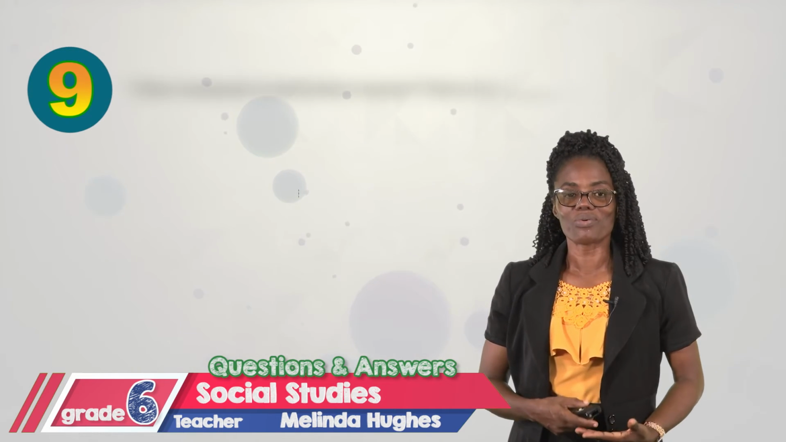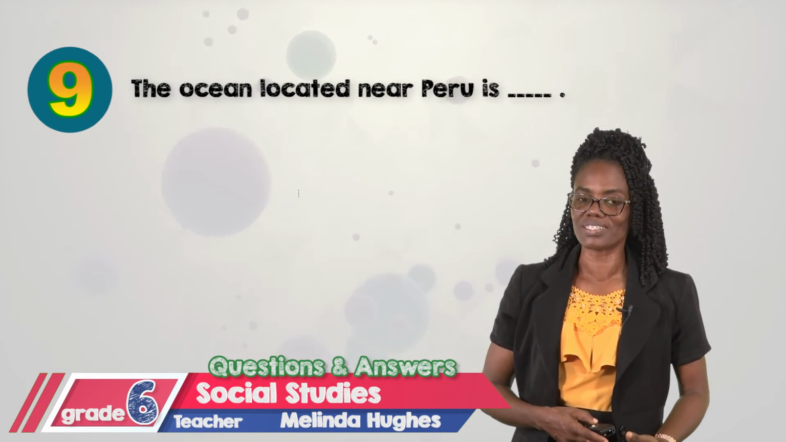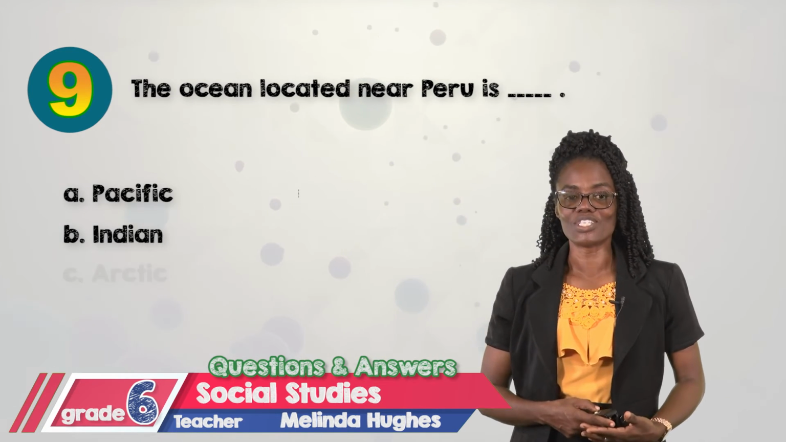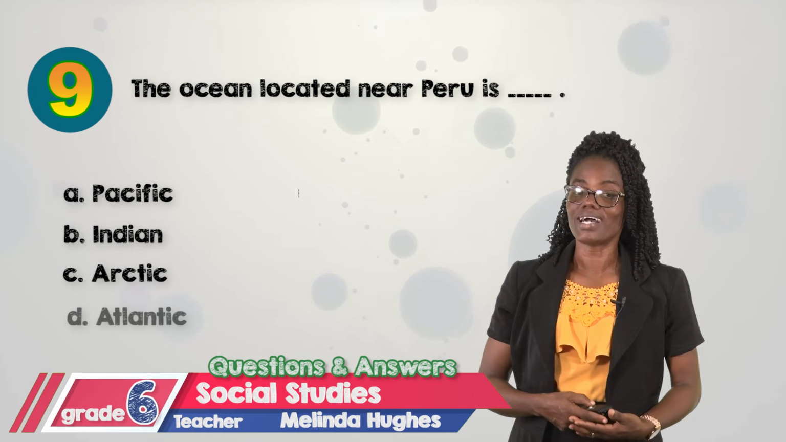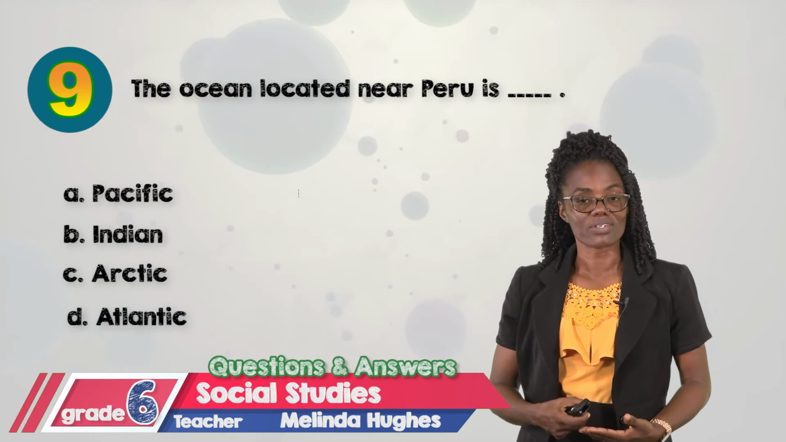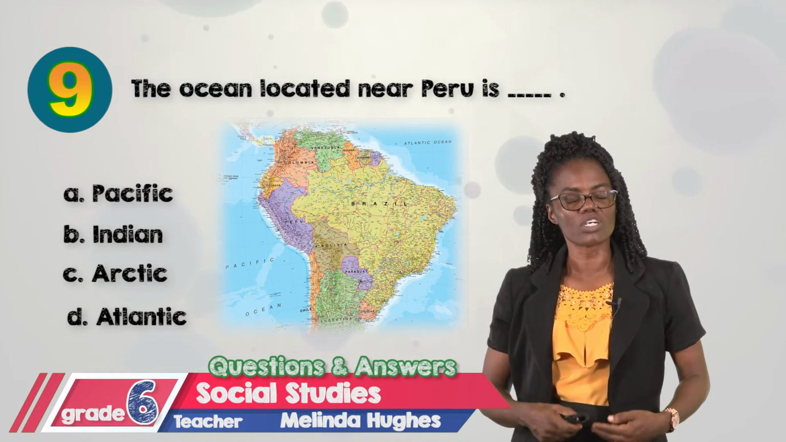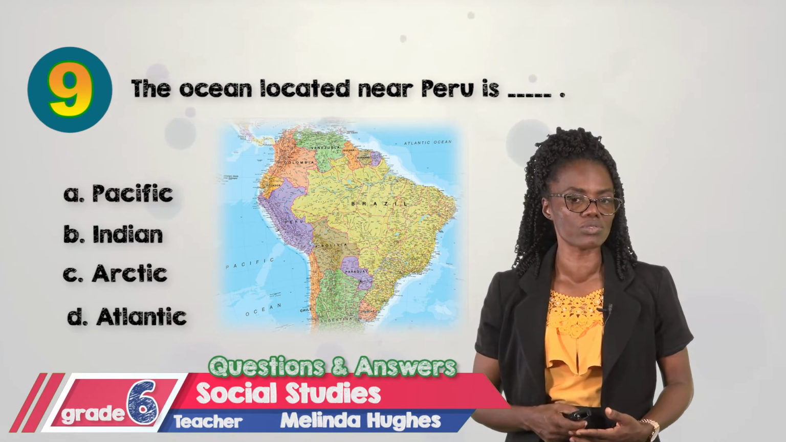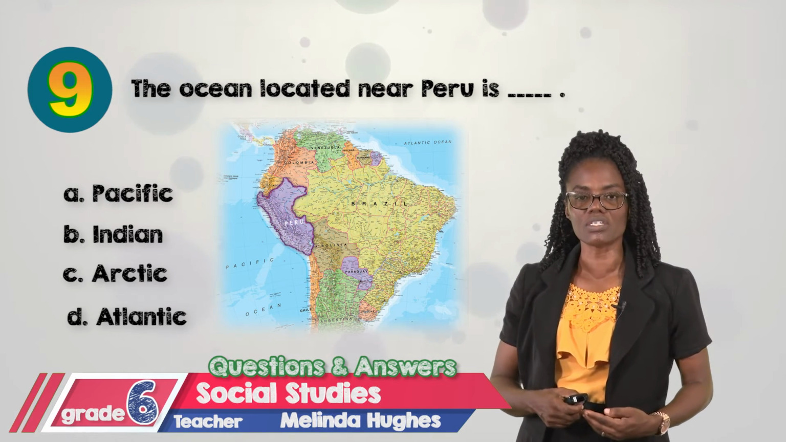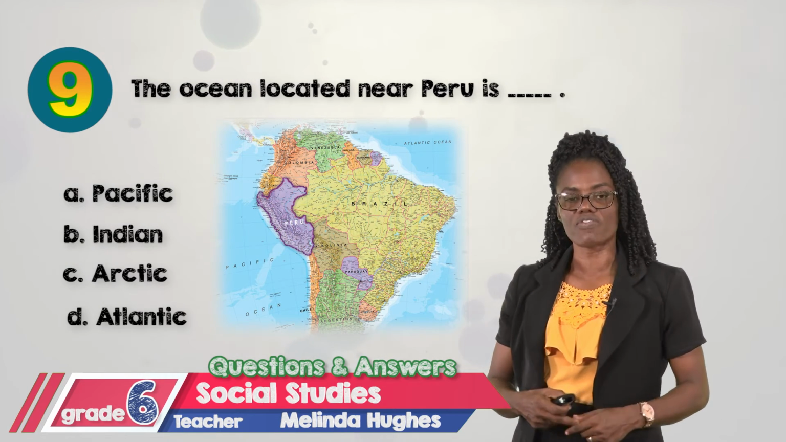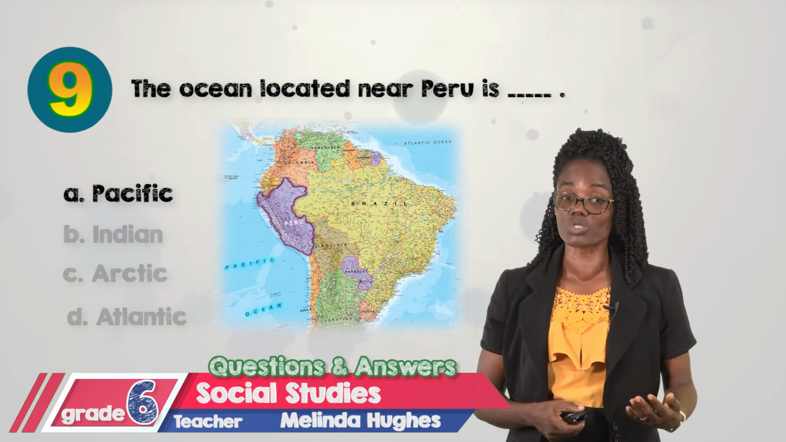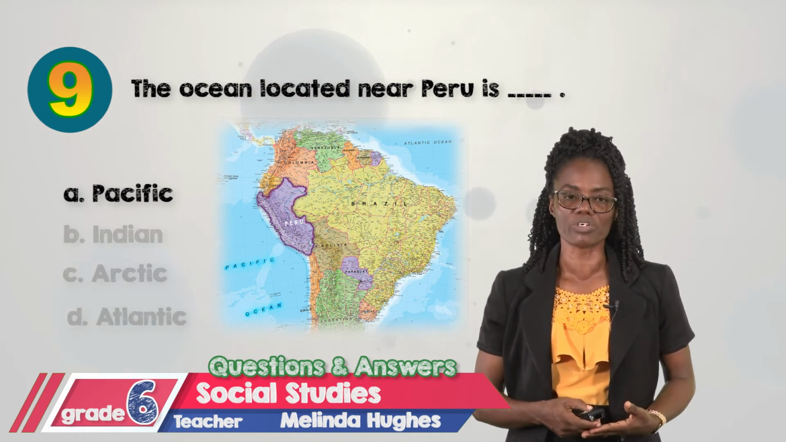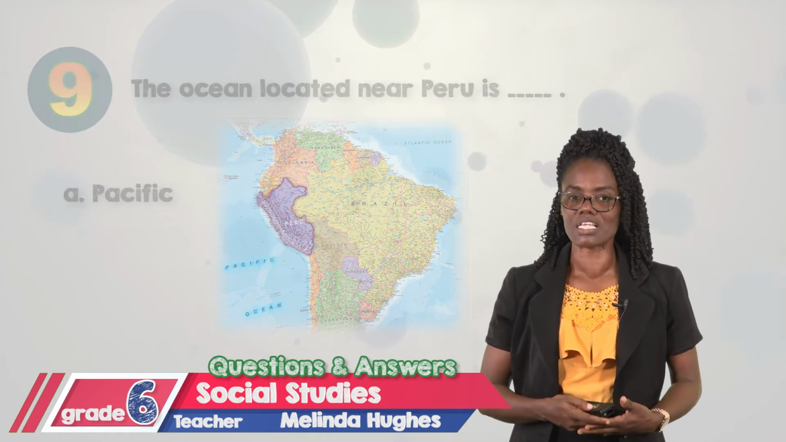The other two are autumn and spring. Question 9. The ocean located near Peru is A, Pacific, B, Indian, C, Arctic, or D, Atlantic. So boys and girls, this is related to the continent of South America. And if you are familiar with the location of the countries, Peru is located to the west of South America. The Pacific Ocean is that ocean that washes that area of South America. So the answer is A.